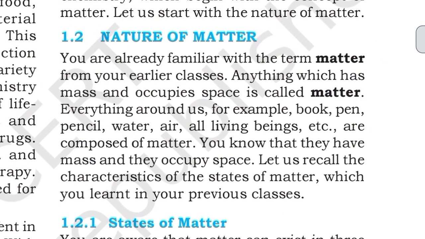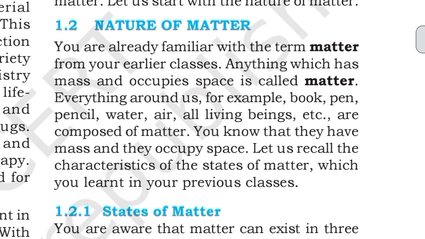The nature of matter. You are already familiar with the term matter from your earlier classes. Anything which has mass and occupies space is called matter. Everything around us, for example, book, pen, pencil, water, air, all living beings, etc., are composed of matter. You know that they have mass and they occupy space. Let us recall the characteristics of the states of matter which you learned in your previous classes.